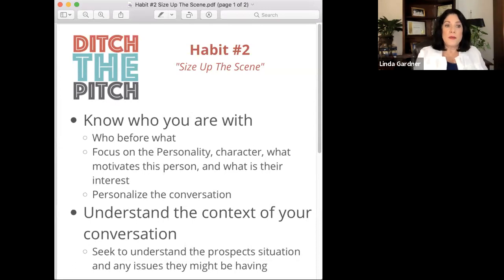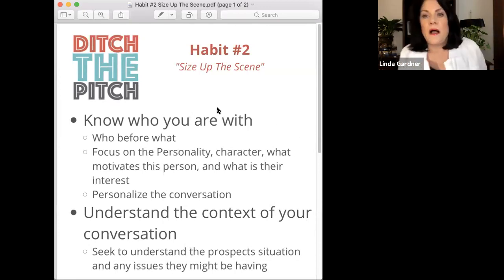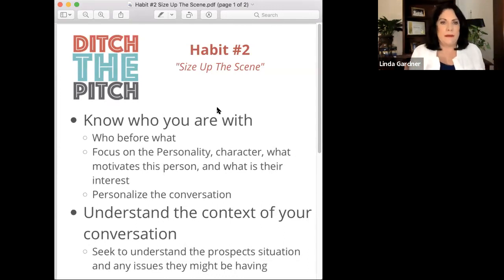Okay, so number 1, know who you are with and who before what. Focus on the personality, the character, what motivates that person, and what is their interest. And then the last one in that group is personalize the conversation. So we are going to unpack some of that today. And what does it mean?